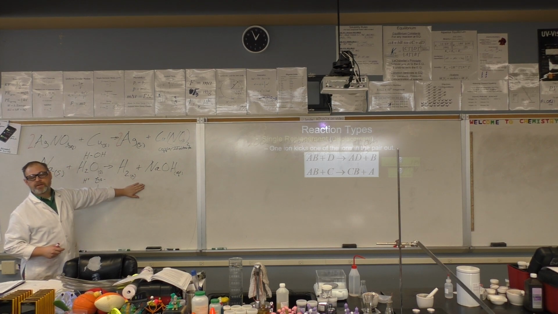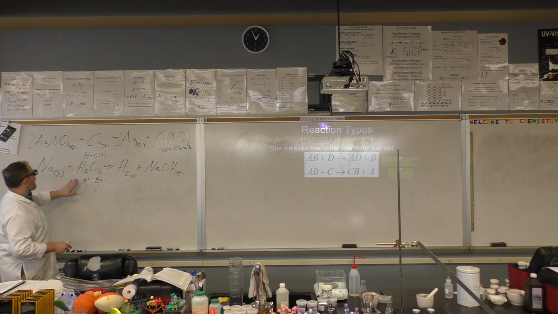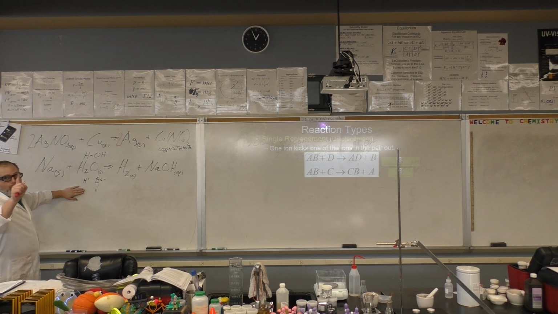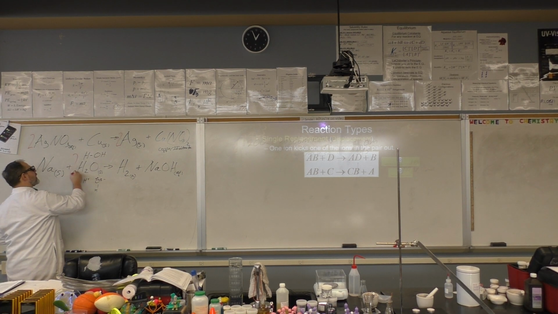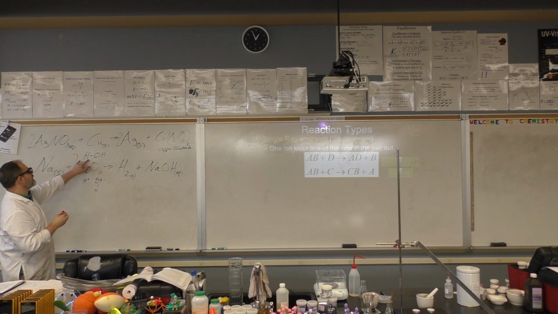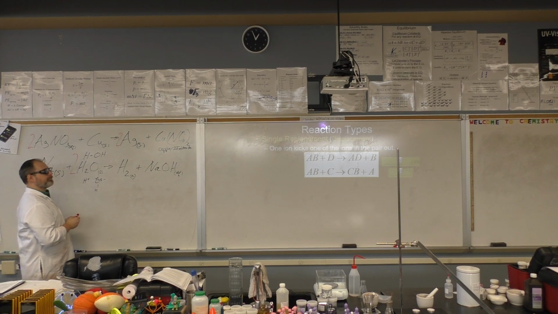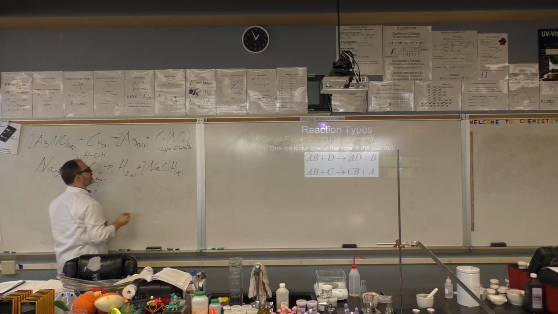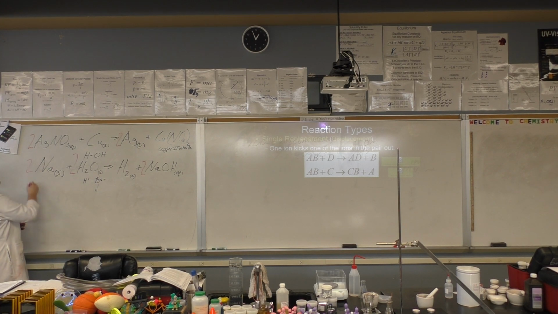How many hydrogens do you have on this side? 2. How many hydrogens do you have on this side? 1. So we're going to put a 2 up here. Now we have 2 hydrogens and 2 hydroxides. We're going to slap a 2 over here so we have 2 hydroxides, and a 2 over here so we have 2 sodiums.